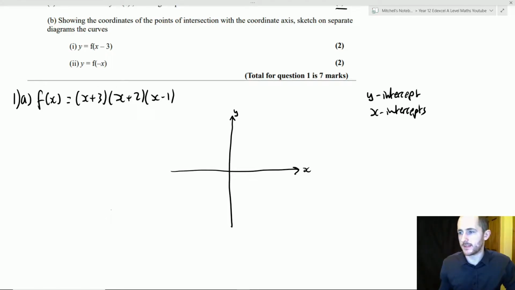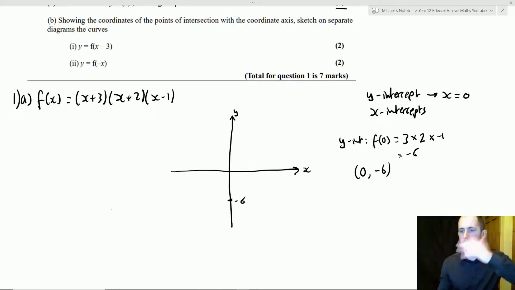So to work out our y-intercept, that is when x equals 0. So if we do that now, for the y-intercept, we're just going to sub in x equals 0. So then f of 0 is equal to x plus 3, which now becomes 0 plus 3, so it becomes 3. X plus 2 now just becomes 2, and minus 1. So that is just going to be minus 6. So our coordinate there is going to be x is 0, y is minus 6. We can even put that on the graph right now. Okay. And again, in terms of where these values are, as long as you keep it roughly proportional, it's fine. You don't have to be super accurate with it.